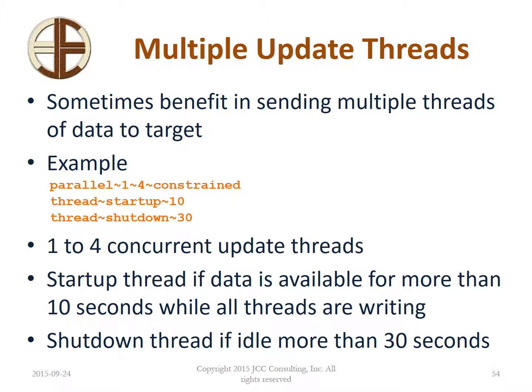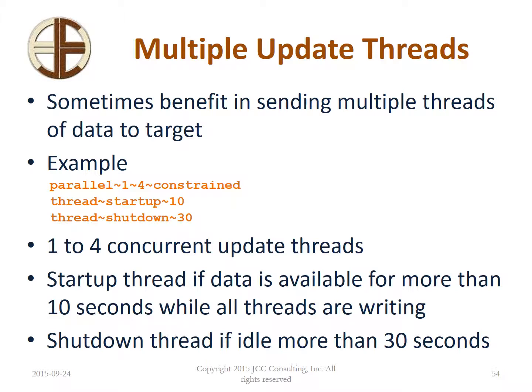Sometimes there is a benefit to sending data to the target database in parallel streams. In this example, I've configured it so that I can have 1 to 4 concurrent update threads against the target. A thread will start up if data is available for more than 10 seconds while all the other threads are writing, and a thread will shut down if it's idle for more than 30 seconds. You need to be cautious with doing things in parallel, because if one thread overwhelms the target database, then adding an additional thread is going to overwhelm the target database more.